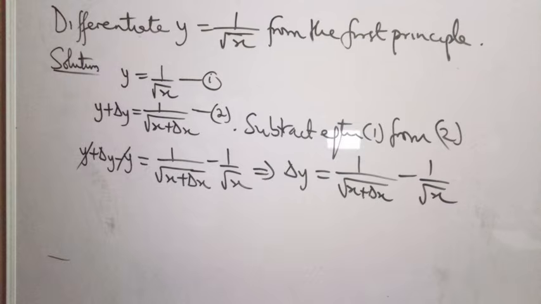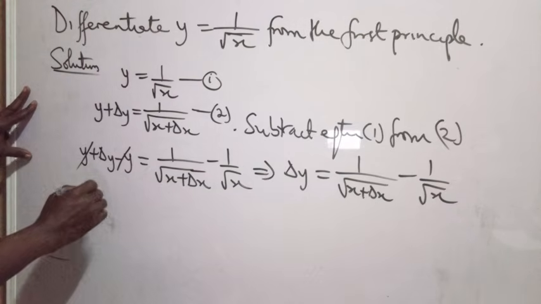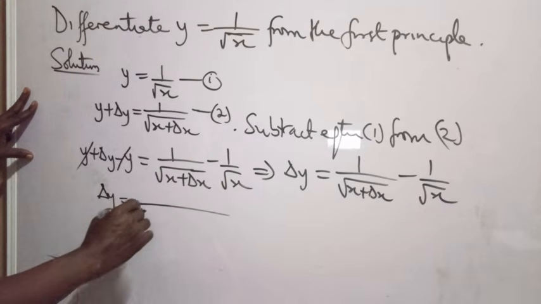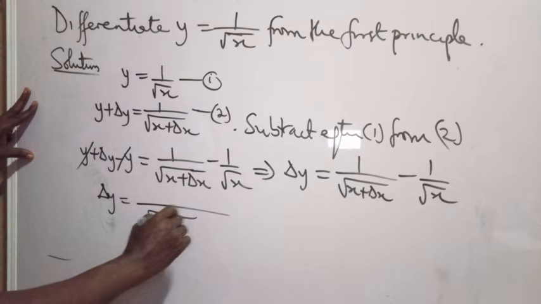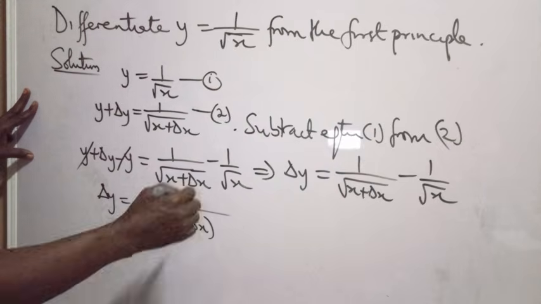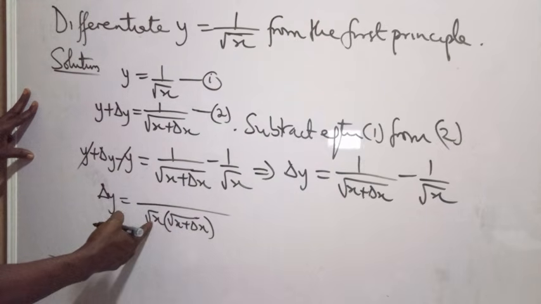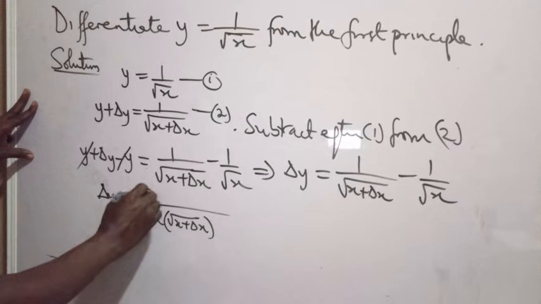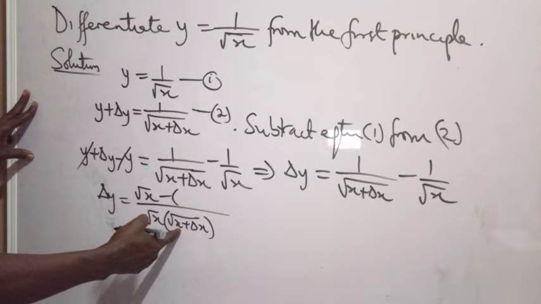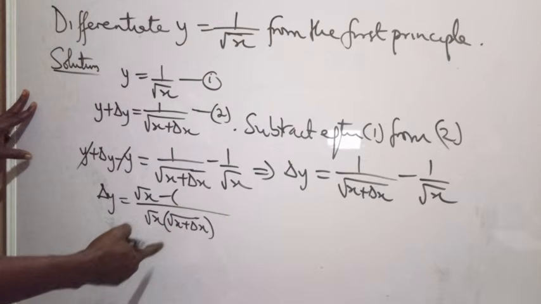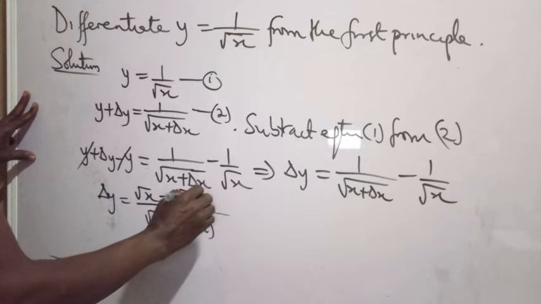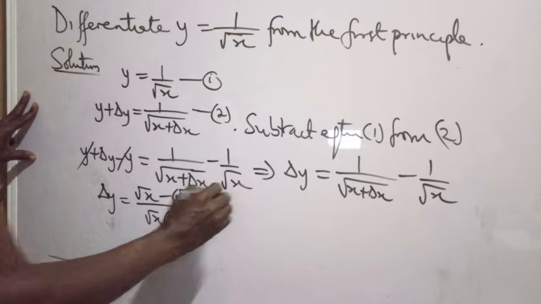Beautiful. So what is the next thing now? Just find the LCM of this. So you have delta y equal to the LCM, root x into root of x plus delta x. This cancelling this, you are left with root x times 1, then minus, you have to open one bracket there. This cancelling this, you are left with root of x plus delta x times 1. Okay, I hope you understand. You can close the bracket like that.